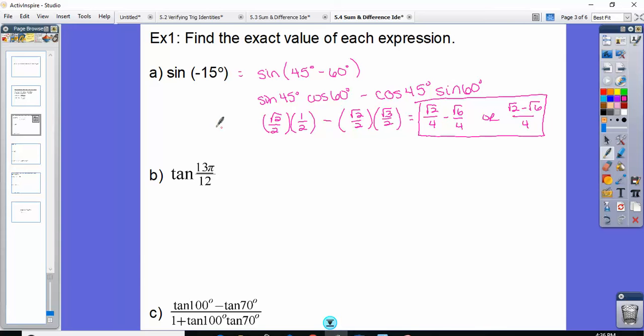B, tangent of 13 pi over 12. We talked yesterday, sometimes it's a little bit harder with the radians, so let's just convert that to degrees. So I have to multiply by 180 over pi. So my pi's drop. 13 over 12 times 180 is 195 degrees. So I need two angles on my unit circle that add or subtract to 195. I'm going to use 135 plus 60.